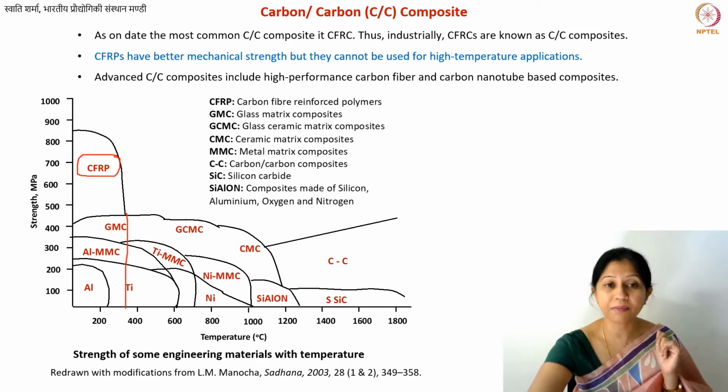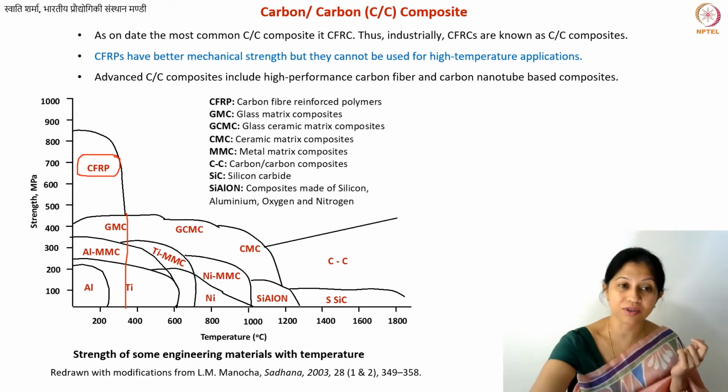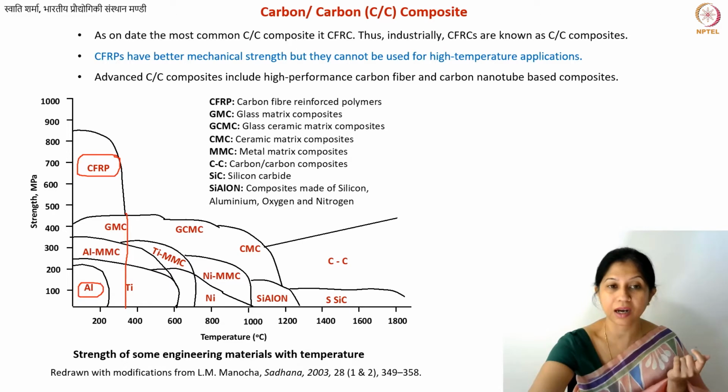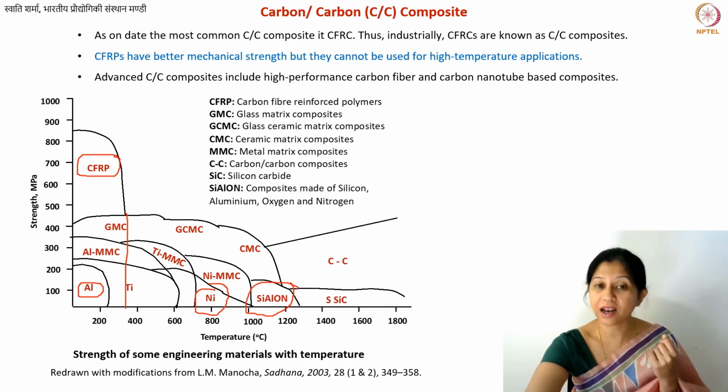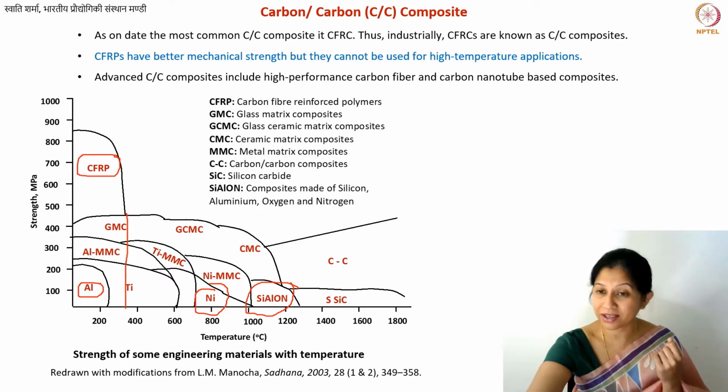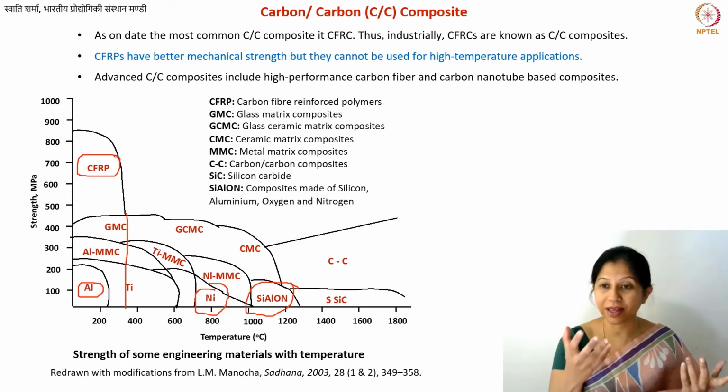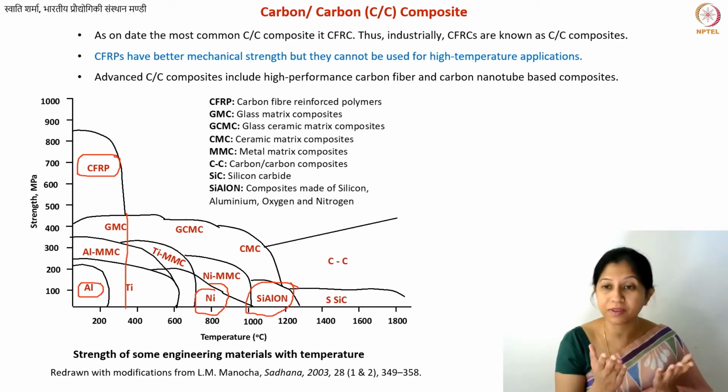Now you see other engineering materials here. You see other metals, so aluminum, nickel, titanium, and so on. There are also certain special types of alloy or composite materials that are based on silicon, aluminum, oxygen, and nitrogen. These are high performing alloys, and they can withstand higher temperatures, 1000 to 1200, but then their mechanical strength is limited. So there are pros and cons of using all of these materials.